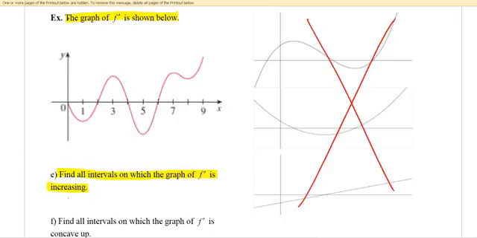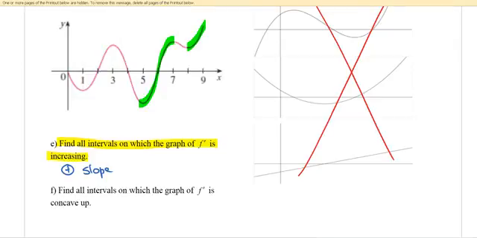So increasing means when do you have a positive slope. And when do you have a positive slope? Well, between 1 and 3, between 5 and 7, and from 8 to 9. Okay, so write an interval representing that. And then let me just erase this in order to do the last question here.